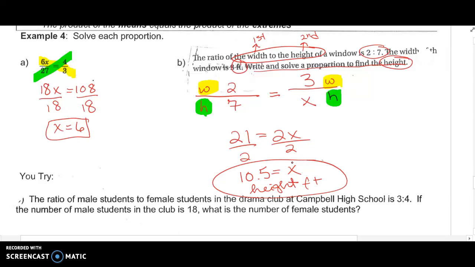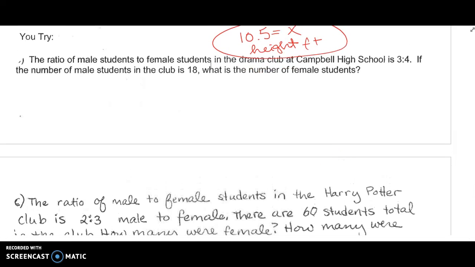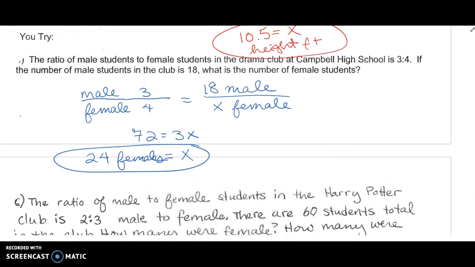All right, so you try. Pause the video here, write your proportion, and solve it. Ready? Okay, so again, male to female, that's our clue that we need to do males in the numerator, females in the denominator. And since over here it says males are 18, we make sure that we put that on top. And we cross multiply. 18 times 4 gives us the 72. Divide both sides by 3, because 3 times x was 3x. And x equals 24 females.